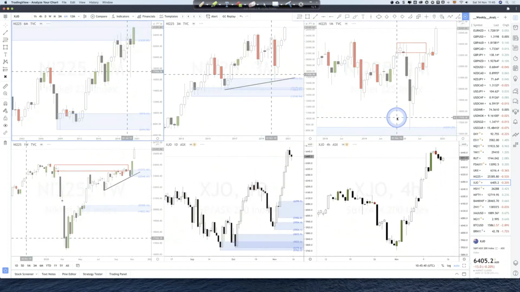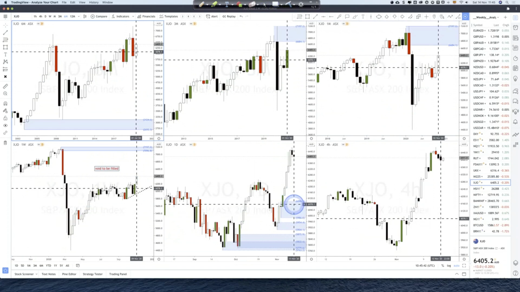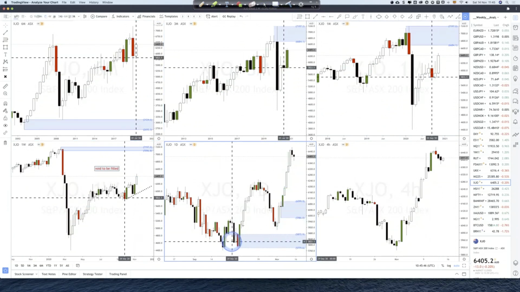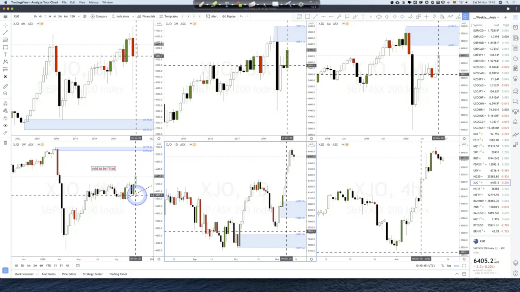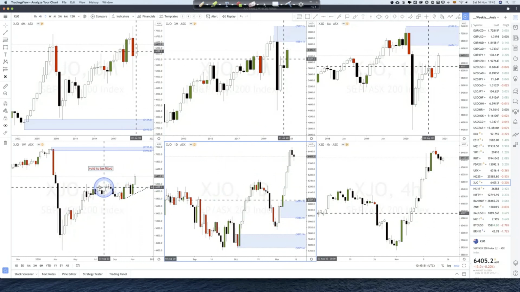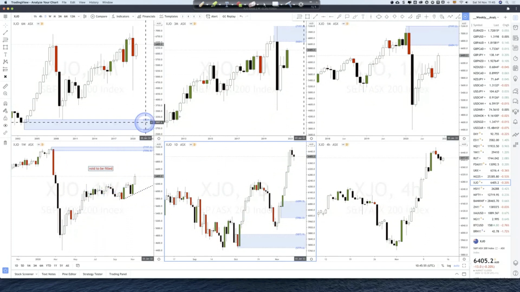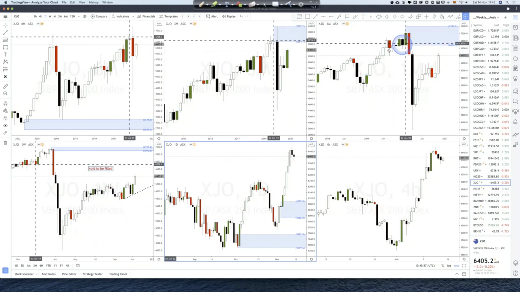Australian index, new areas of demand for longs. I'm going to delete that one for all the ones. Filling the void. Finally, it took a few months for price to break above these highs. Longs on the way up, expecting that area of supply to be eliminated as well.